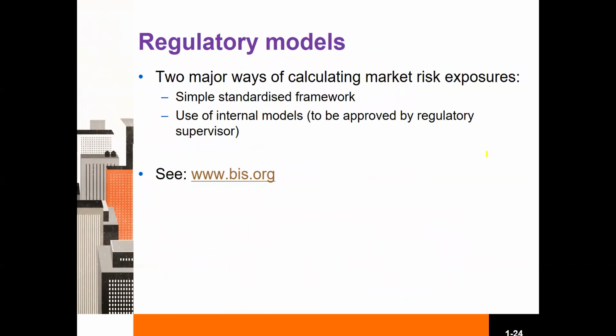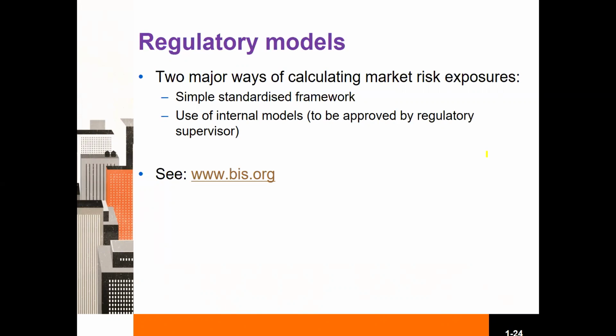Now, regulatory model. Since January 1998, banks in the countries that are members of the Bank for International Settlements, that means BIS, have been able to calculate their market risk exposure in one of two ways. That means for regulatory purposes, banks calculate their market risk in two ways. The first one is the simple standardized framework that we are going to discuss shortly. And the second one, with local regulatory approval, is to use their own internal model.